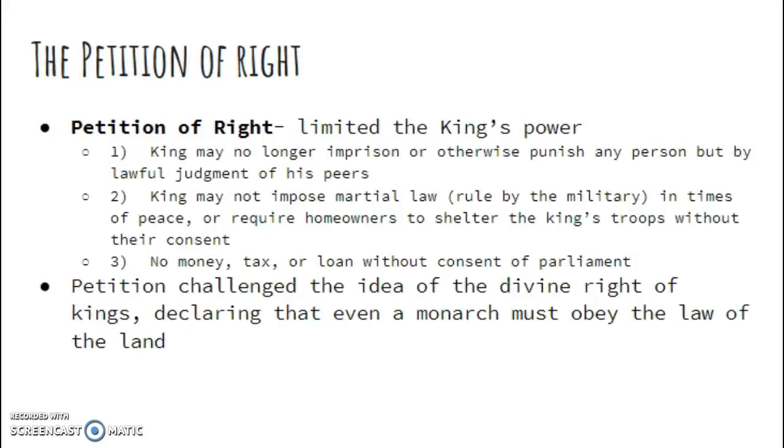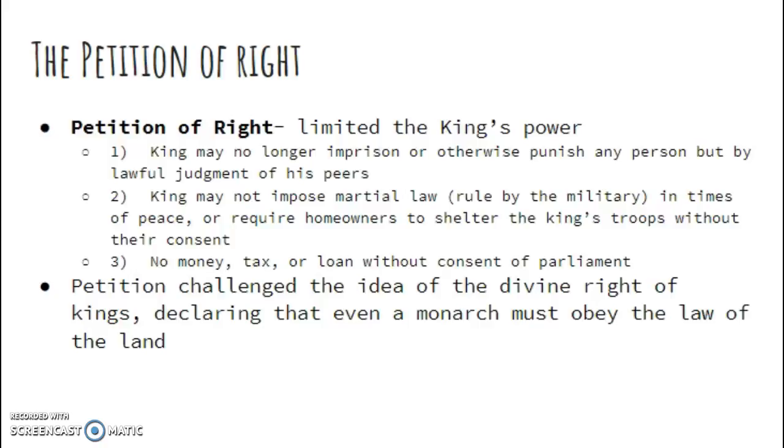All right, petition of right. This limited the king's power. It stated that the king may no longer imprison or otherwise punish any person, but by lawful judgment of his peers. Also that the king may not impose martial law, rule by the military in times of peace, or require homeowners to shelter the king's troops without their consent, and no money, tax, or loan without consent of Parliament.